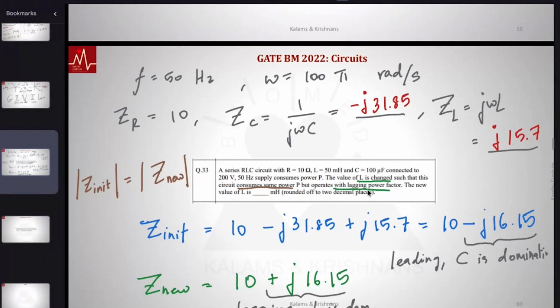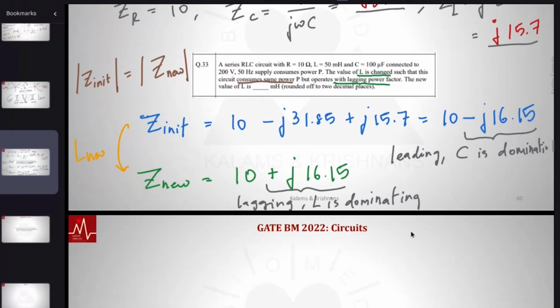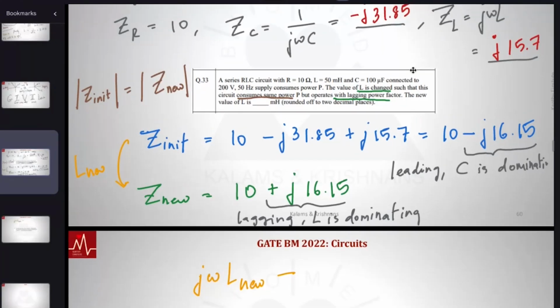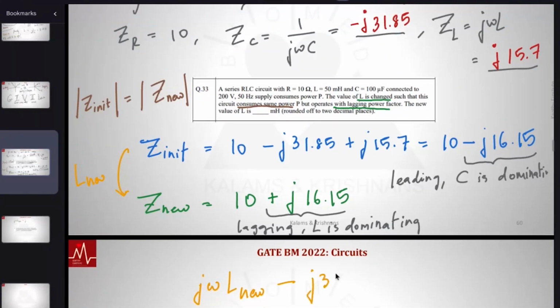So you have to increase the inductance so that L starts to dominate. How much should you increase? The new value of L is what they are asking, and it should be much higher than the old value. What is the L new that will give this? That boils down to j omega L new minus, since you don't change the capacitor, j into 31.85.